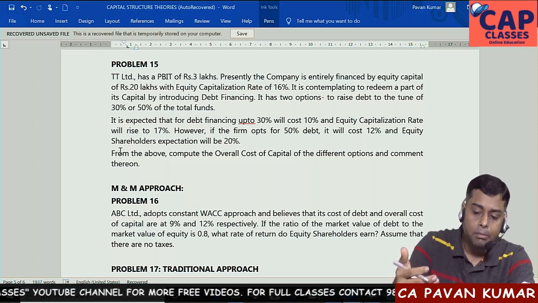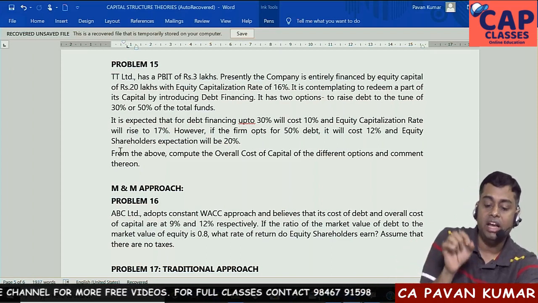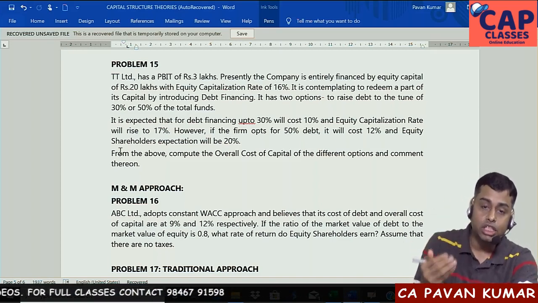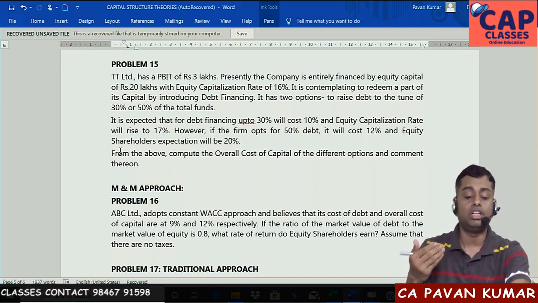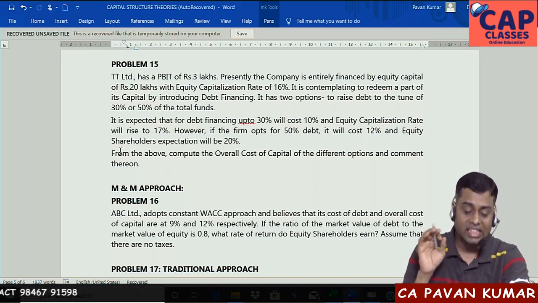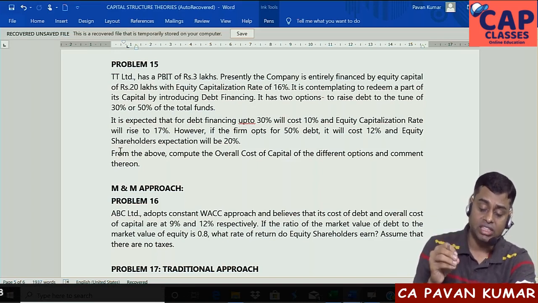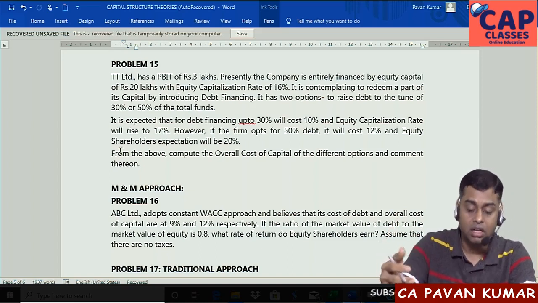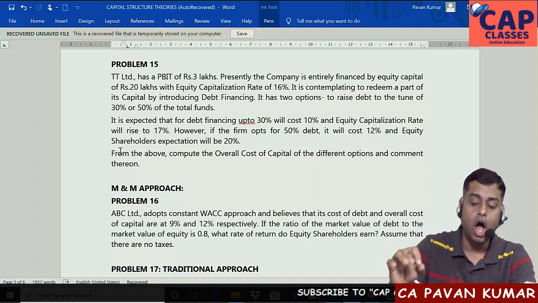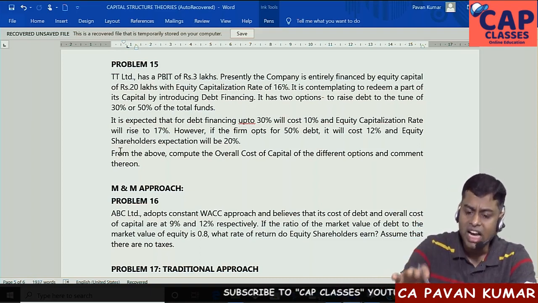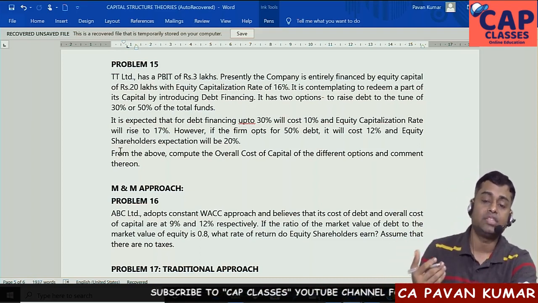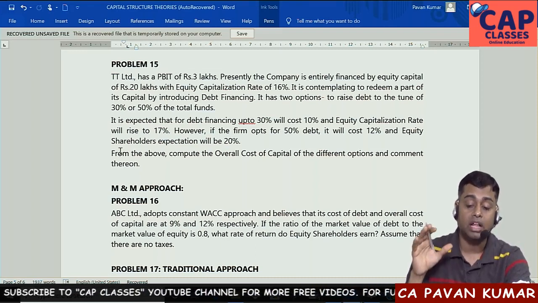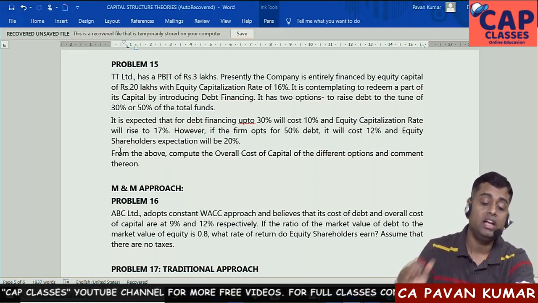Okay, it is contemplating to redeem part of its capital by introducing debt financing. They want to introduce debt. It has two options: raise the debt to the tune of 30% or raise the debt to the tune of 50% of the total funds. It is expected that for debt financing up to 30%, it will cost 10% and equity capitalization rate will rise to 17%. However, if the firm opts for 50% debt, it will cost 12% and equity shareholders expectation will be 20%. From the above, compute the overall cost of capital of different options and comment thereon.